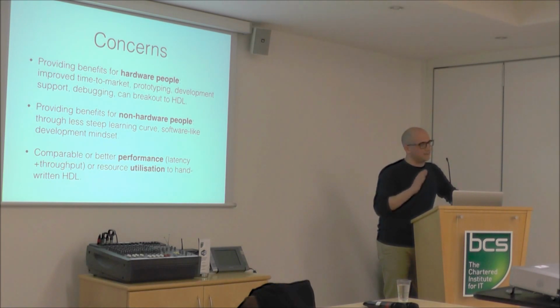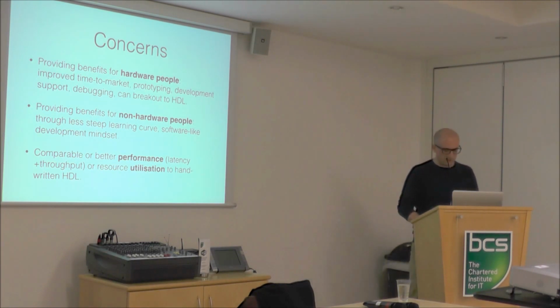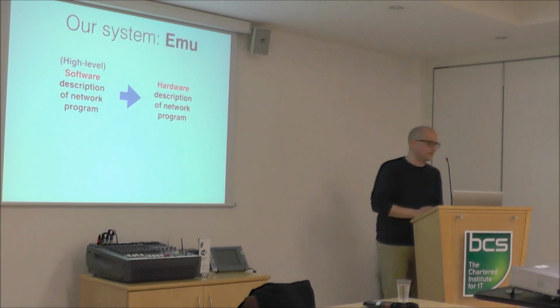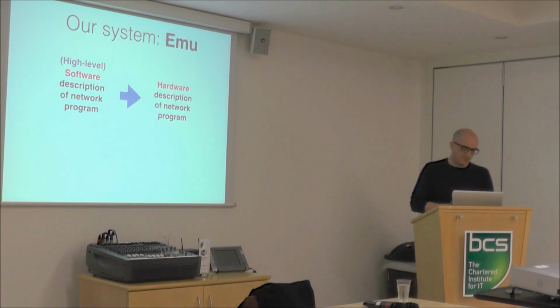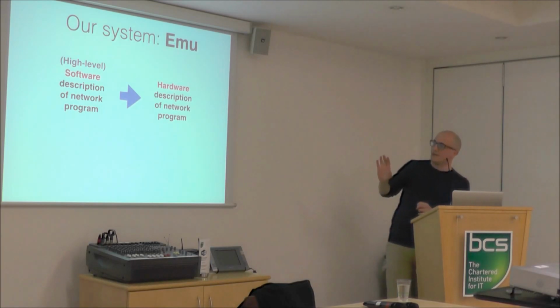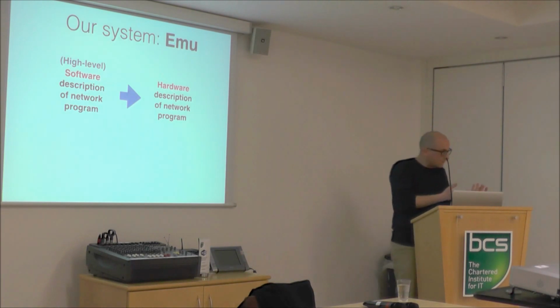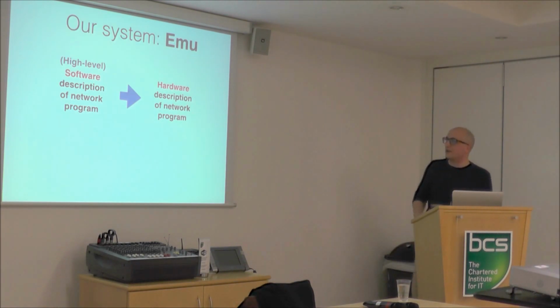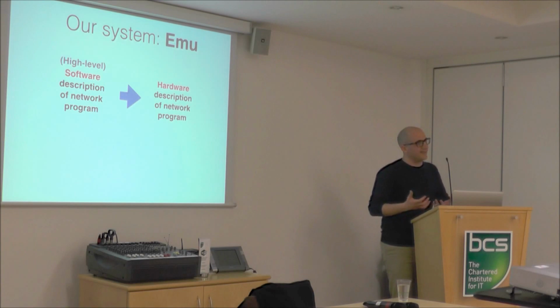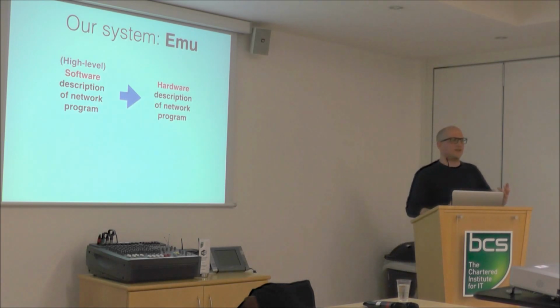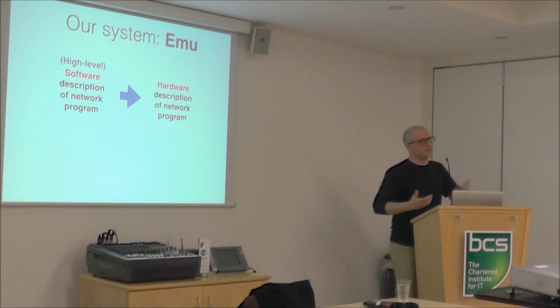So that's our goal. So the system we devised is called EMO, and it works by taking a software description in C# of a network program and ultimately giving you a hardware description of a network program. But no, it doesn't stop there. It also supports running both the software description and the hardware description.